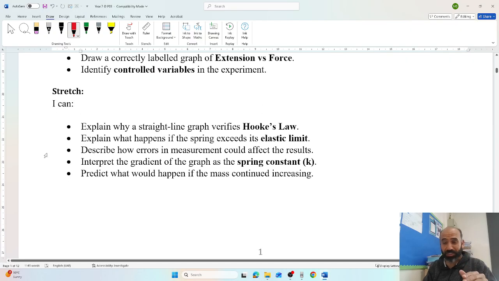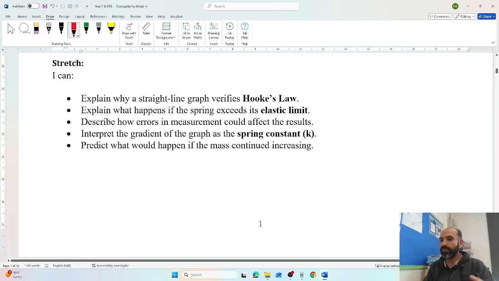If you have a much deeper understanding, this is called stretch, you will be able to explain why the straight line graph verifies Hooke's law. This is called directly proportional. You will explain what happens if the spring exceeds the elastic limit. You will describe how errors in measurement could affect the results. And you will find the gradient or the slope of the graph and it will be equal to something called K, which is called the spring constant. Finally, you will predict what would happen if the mass continued increasing, if you add extra masses in Hooke's experiment.